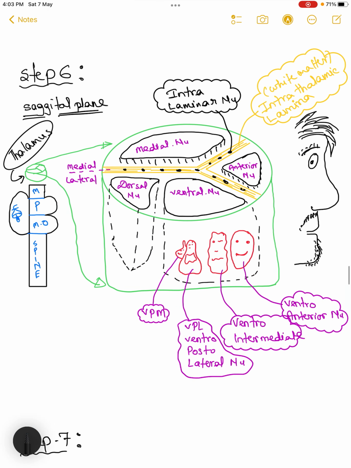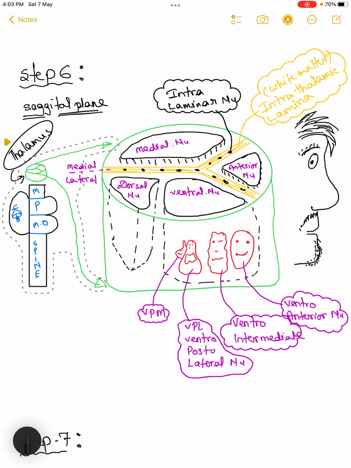Now step 6. Before we go further, we have to know some structures. Here we are going to discuss the structure of the thalamus. Again, basics first. Focus on this section. From the bottom, the spine, above the spine the medulla oblongata, above that the pons, above that the midbrain, and behind the pons and medulla oblongata we will find the cerebellum, and above the midbrain we will find the thalamus. Yes, this is the location of the thalamus.